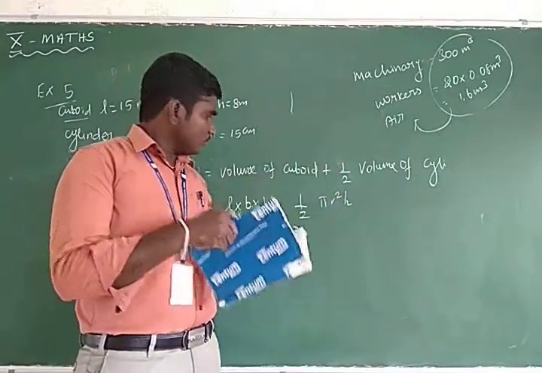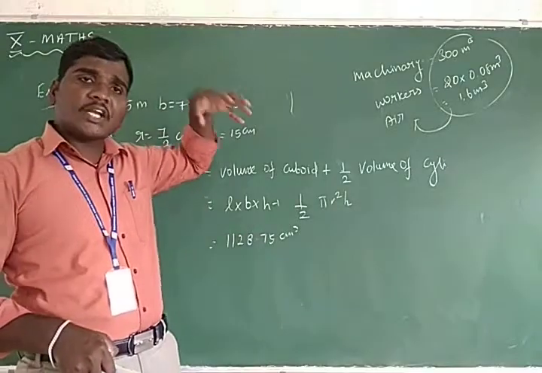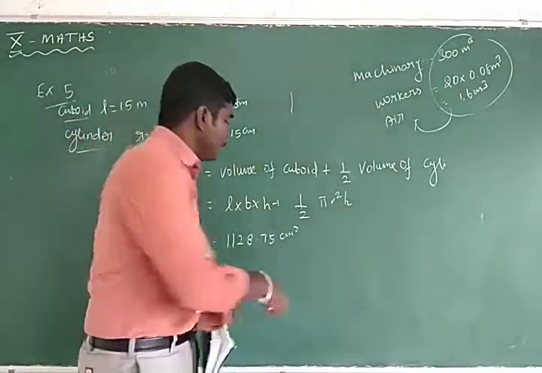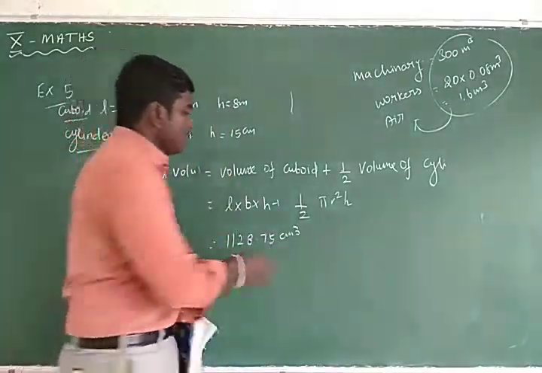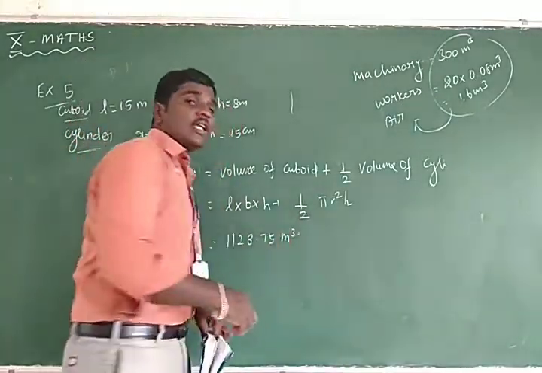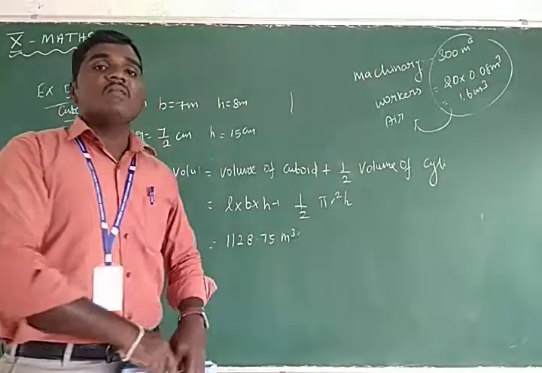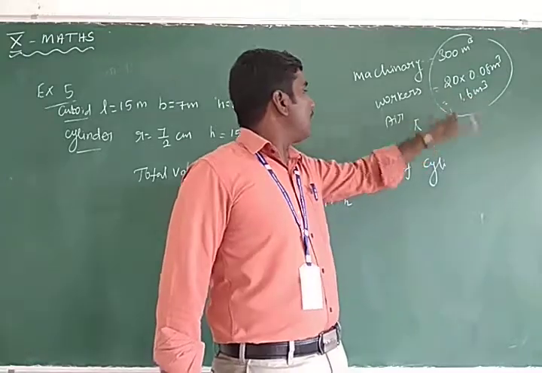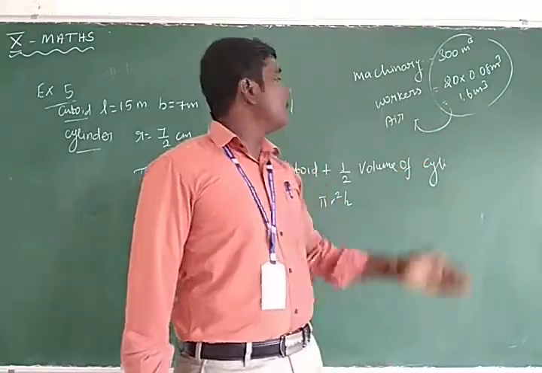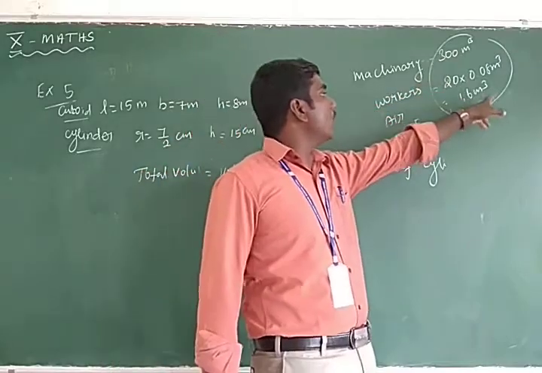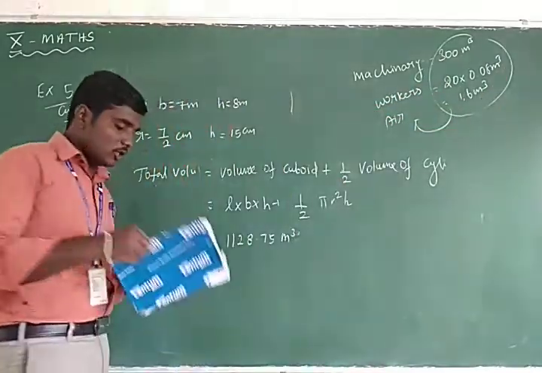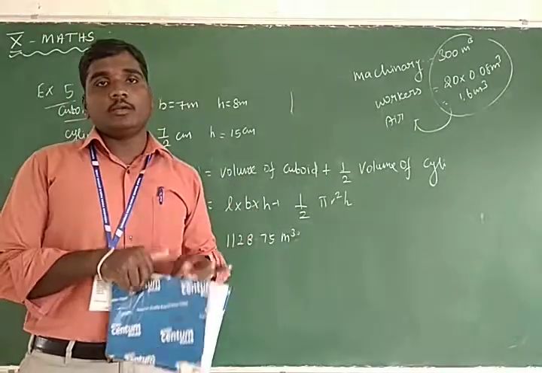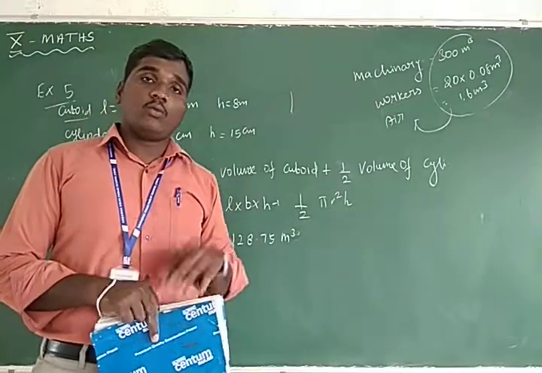So the total volume of the shed is equal to 1128.75, sorry, meter cube. From the total volume, first you subtract the machinery, then you subtract the workers. 301.6 if you subtract, the remaining answer you get. That is 827.15 meter cube. That is the answer. So you follow the book.